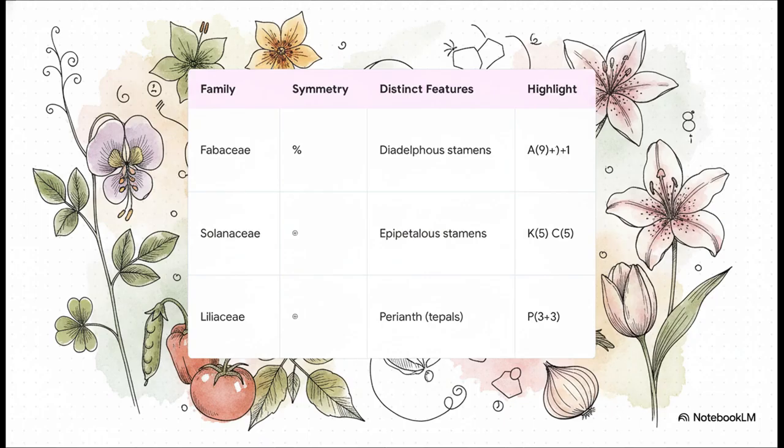We just saw the Fabaceae wild diadelphous stamens. Contrast that with the potato family, the Solanaceae. They love to heavily fuse things in multiples of 5, which you see with those K5 and C5s in brackets, and they're actinomorphic. Then you've got the Liliaceae family. They just completely toss out the K and C for that perianth we talked about earlier, P3 plus 3, and everything there is based on multiples of 3.